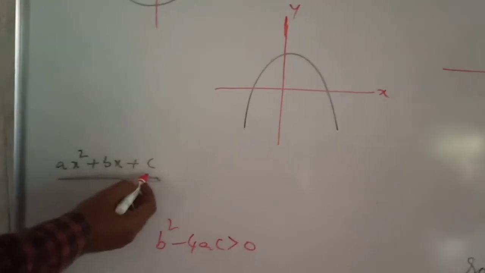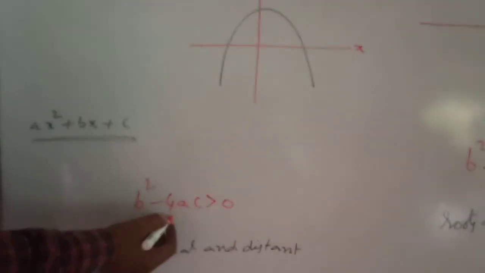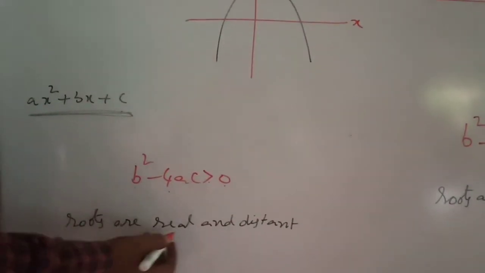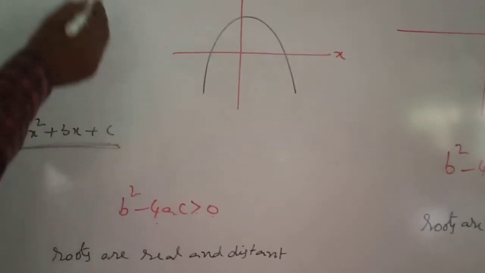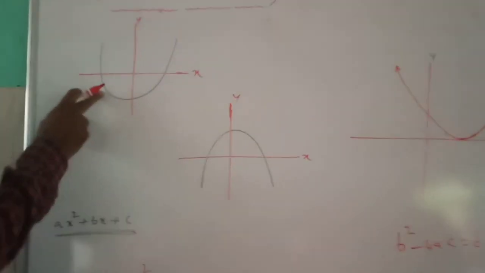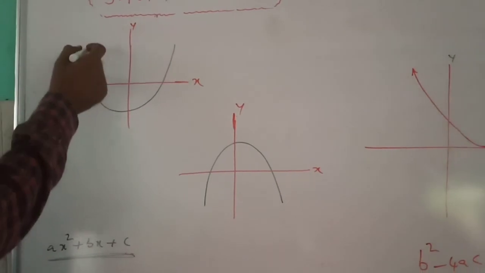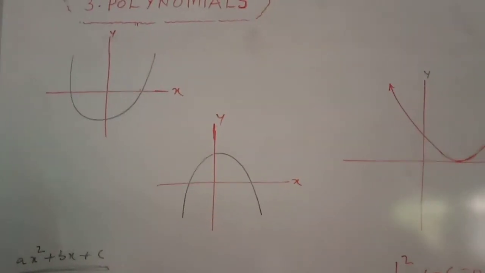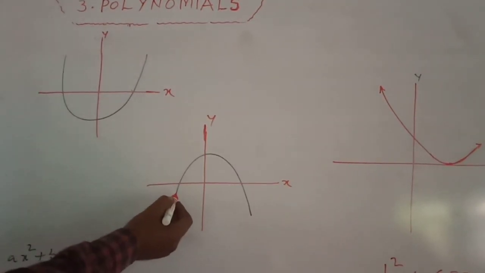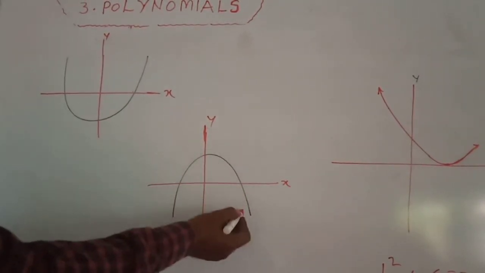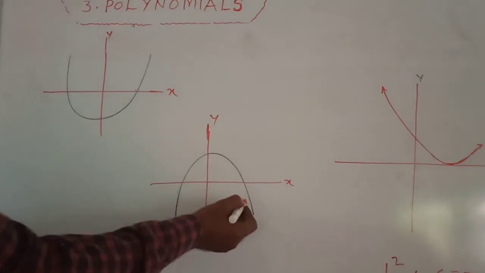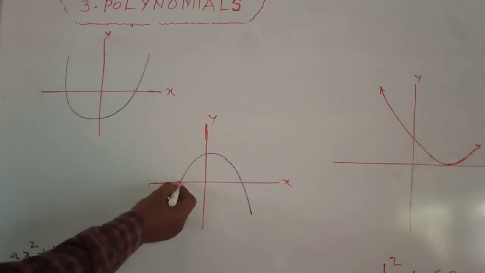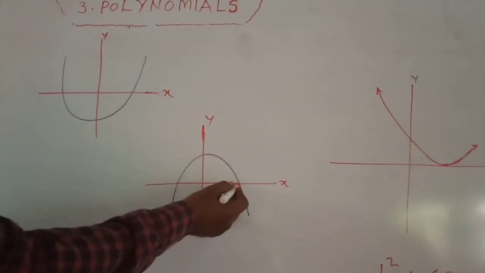ax square plus bx plus c is the quadratic equation. If b square minus 4ac is greater than 0, the roots are real and distinct. If a is greater than 0, the parabola opens upwards, so the graph meets the x-axis at 2 points, so there are 2 roots. If a is less than 0, the parabola opens downwards, and the parabola still meets the x-axis at 2 points.